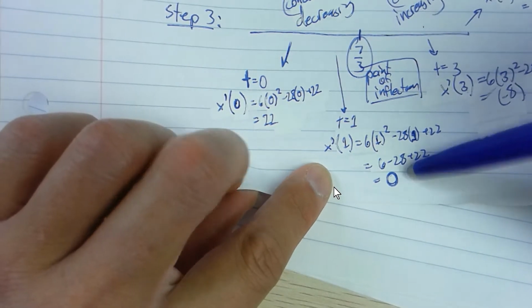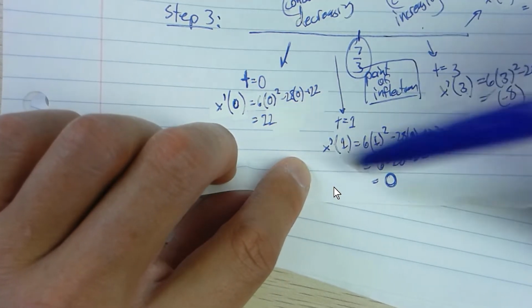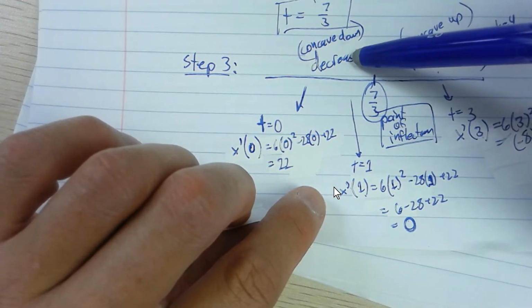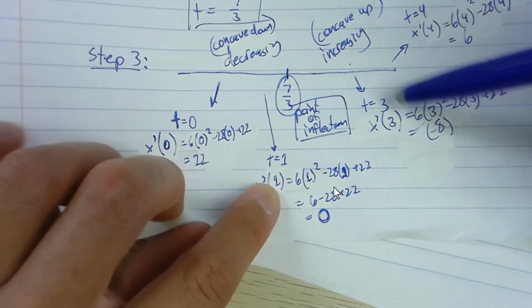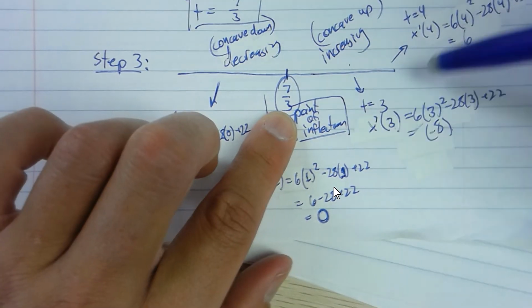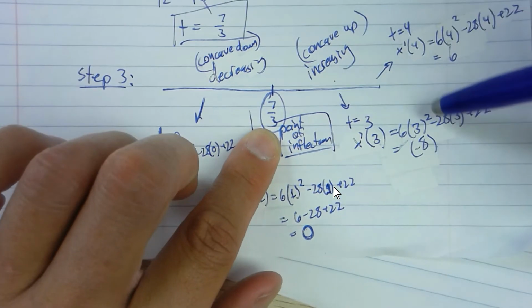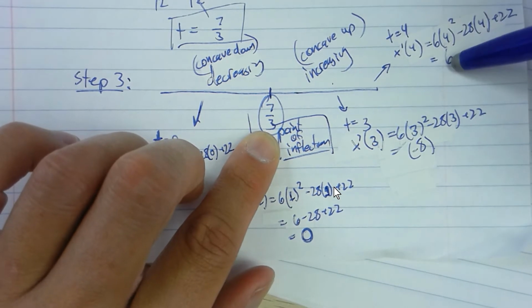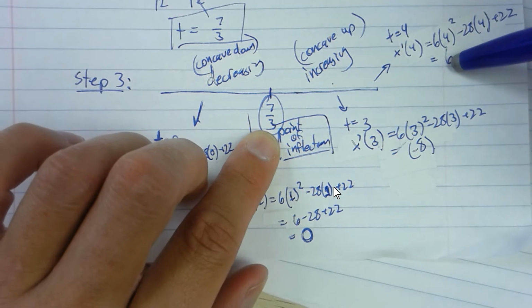Okay, so 22 to 0, seeing that that is a decrease in the first derivative, then I say that's concave down. And the same thing goes over here. I picked two numbers that are bigger than 7 over 3 and just saw, sequentially from t equals 3 to t equals 4, did it increase or decrease? Well, it increased in the first derivative. Then I said that's concave up.